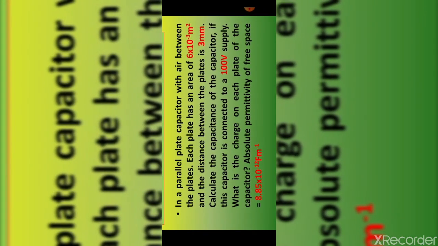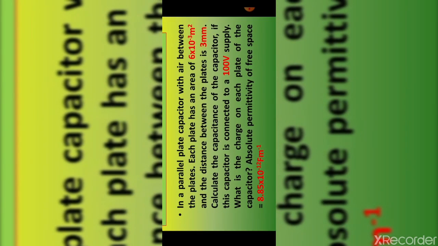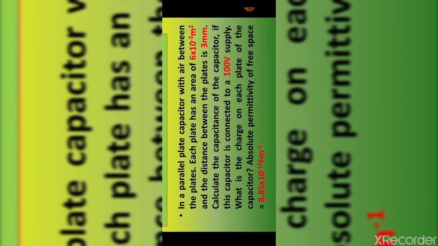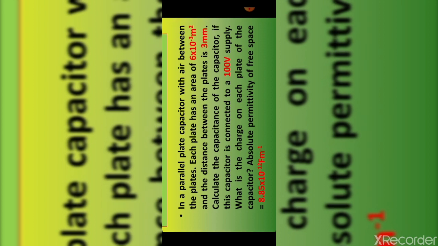Okay, the absolute permittivity epsilon naught value is given. The given capacitor is a parallel plate capacitor and each plate's area is given as 6 into 10 power minus 3 meter square and distance d is given as 3 millimeter, and it is connected to the potential 100 volt. Okay, the potential value is given. We have to find the charge on each plate of the capacitor. So write down all the given data and it's very easy to solve the problem by using the capacitance of a parallel plate capacitor formula.